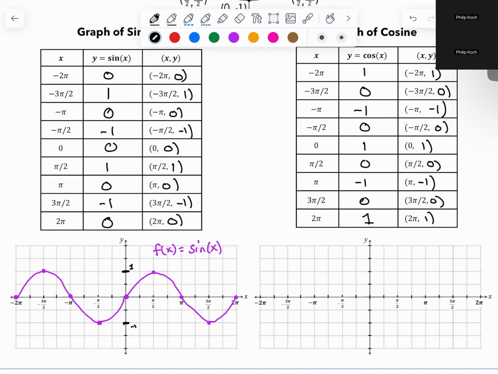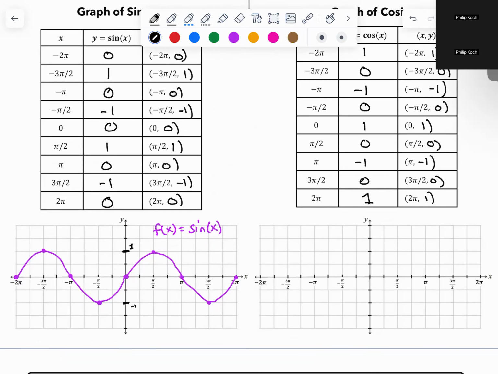Same thing's going to be true for cosine. So if we plot these, and this time I'll use green. So negative 2 pi, and then we're also going to do the same thing. We're going to make the second hash mark a positive 1, and the second hash mark down below a negative 1. And so at negative 2 pi, it was 1. At negative 3 pi over 2, it was 0. At negative pi, it was negative 1. At negative pi over 2, it was 0. At 0, it was 1. At pi over 2, it was 0. At pi, it was negative 1. At 3 pi over 2, it was 0. And then at 2 pi, it was also 1. So it looks roughly like that.